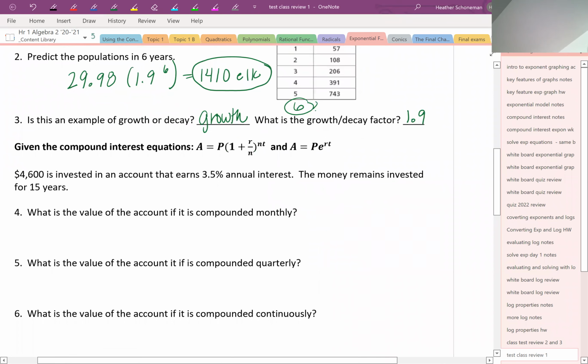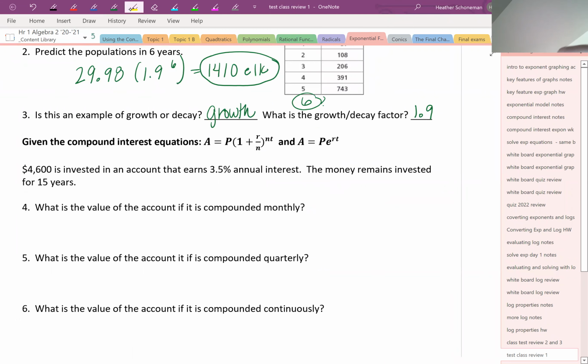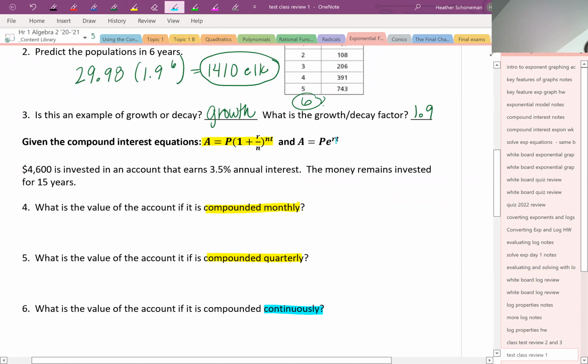Okay, let's try some of these compound interests. What's important is that you pay attention to how often it's compounded. It says monthly, quarterly, semi-annually, we're using this equation. But if they change the word and say continuously, then you've got to use the equation with an E. That's how you know the difference.